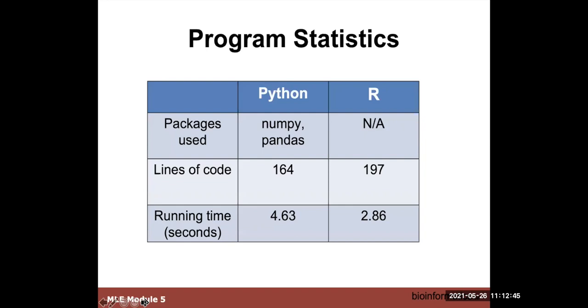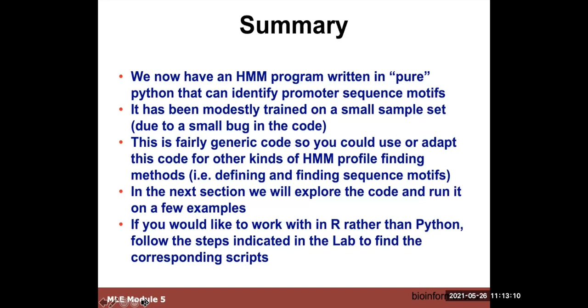We've also written the program in R. The performance in R and in Python is about the same. R is a little faster, but the R code is a little longer. It's pure R, so we aren't using any extra functions like matrix or data reading tools like NumPy and Pandas. So whether it's in pure Python or pure R, we've had a hidden Markov model.